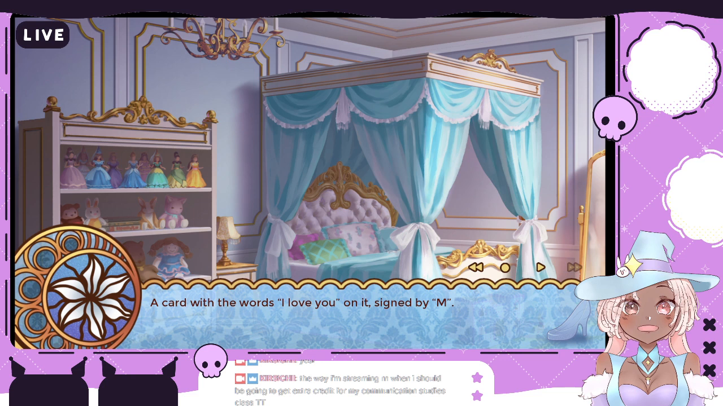A card with the words "I love you" on it, signed by M. The card would tell me to keep those celebrations a special secret, but I didn't need to be told that. Mother always found a way to show me she still cared. In her own way, the secret celebrations had stopped as soon as she had disappeared.